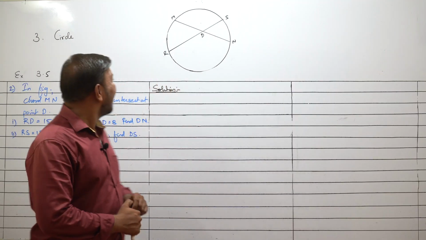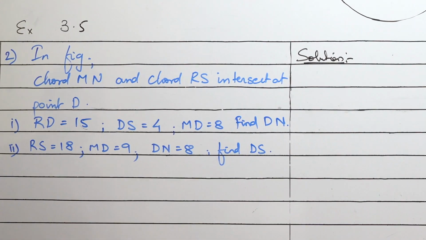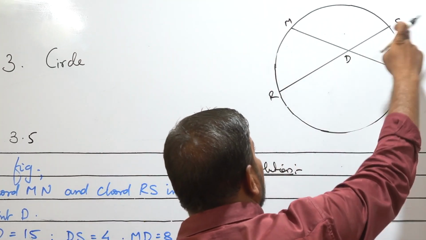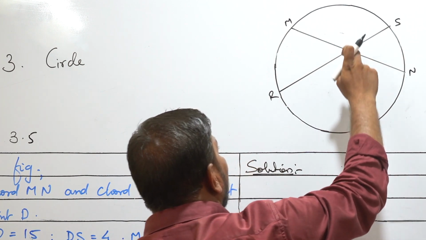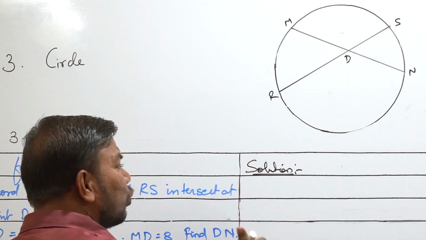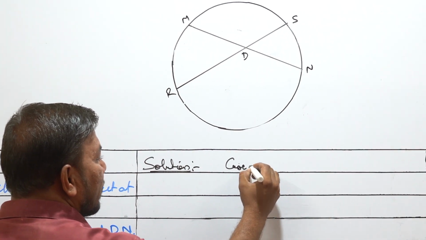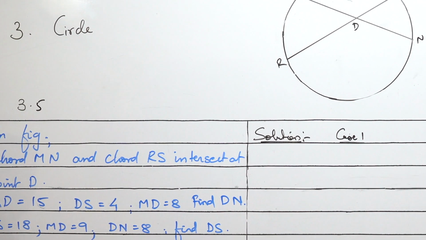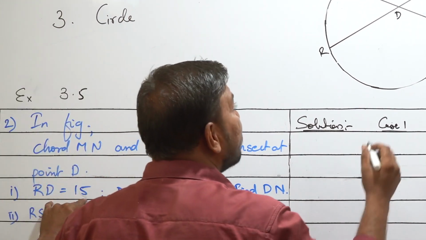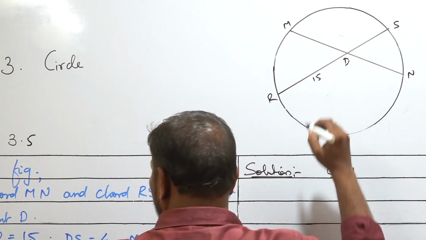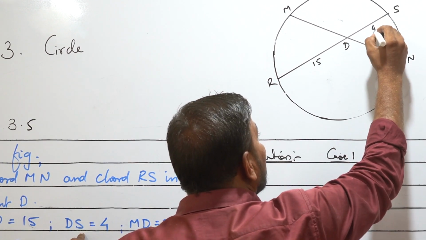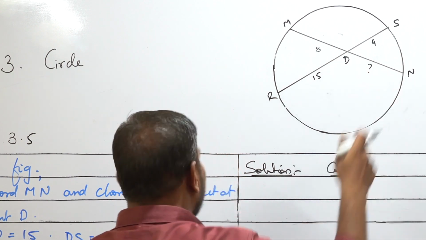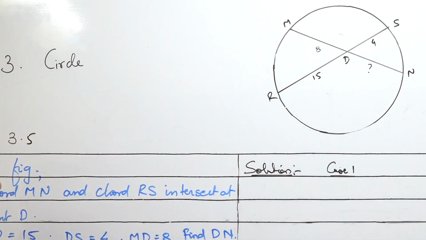So students, exercise 3.5, main question number 2: MN and RS intersect at D, and there are two cases. There are two sums in this main question. The first, the information given is RD is 15, DS is 4, MD is 8. We have to find DN. This is the first case.